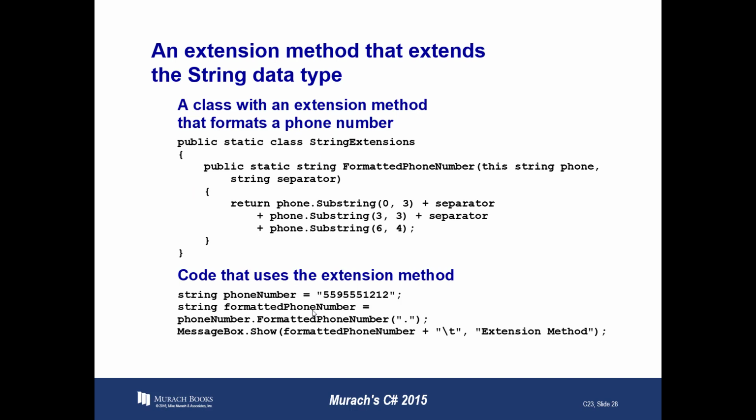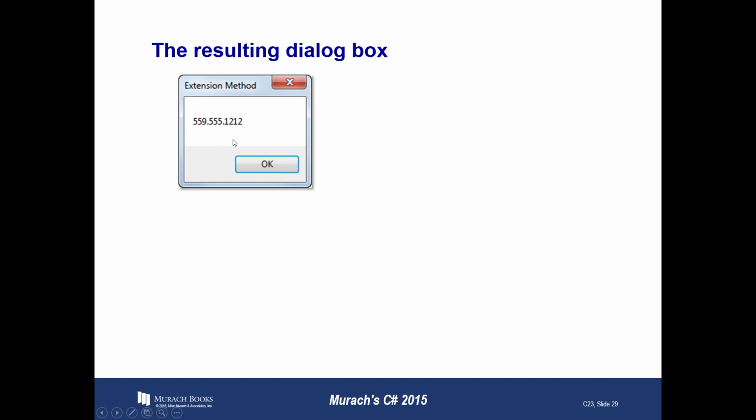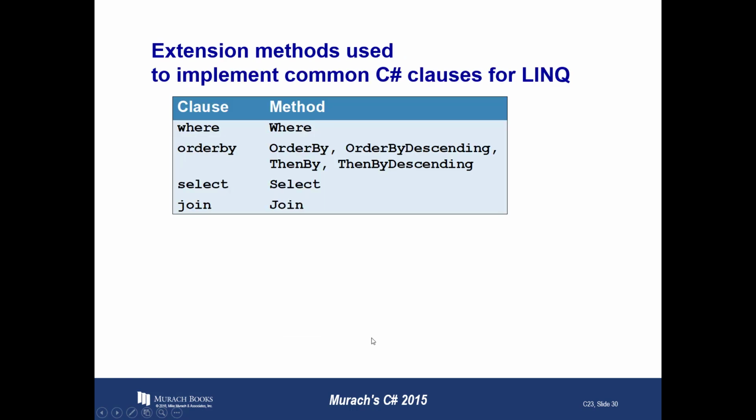An extension method that extends the string data type, a class with an extension method that formats a phone number. Well, we all know this. This will take this and set it up as what? Looks like periods here, so 559.555.1212. All right, some of the methods that are used to implement common clauses, well, we've already seen these. You'll notice they look virtually the same as their counterparts in LINQ, except that these are in uppercase.